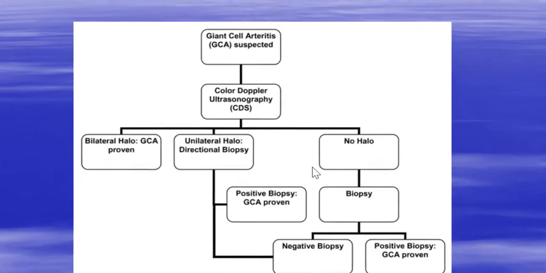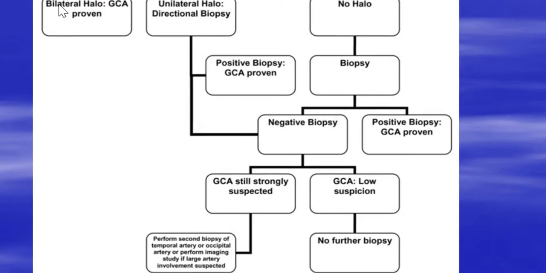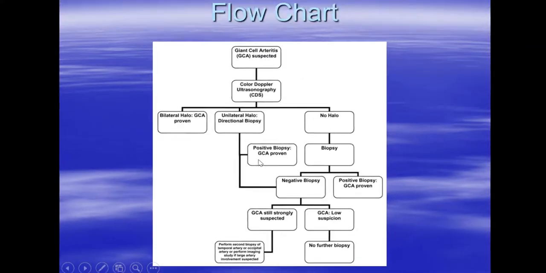This was something that I got off one of the articles I was looking at, and it's a bit of a flow chart. They were basically saying that if you do your colour Doppler and you see a halo, go straight to treatment, because the earlier you can treat these patients, the better. The longer you leave it, the more risk there is of the patient developing blindness if they've also got the ophthalmic artery involved. And you can see there's a few other steps they go through there.